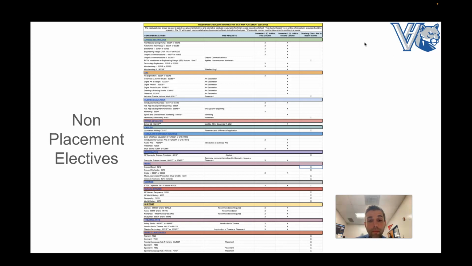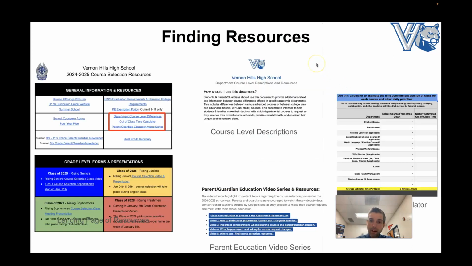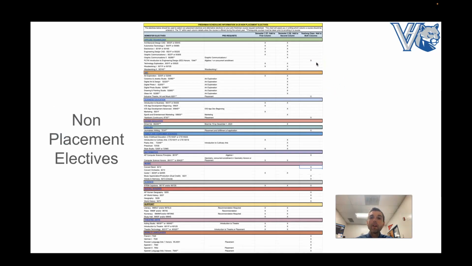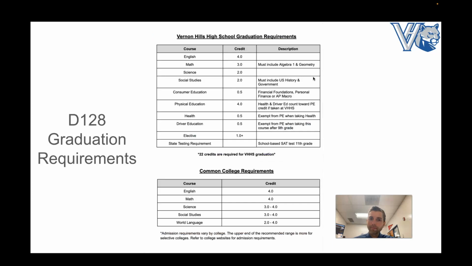So sometimes they're offered both. Sometimes you can only take it first or second semester. And then you'll notice, especially as you head towards the bottom of the page, some of these electives are year-long electives, meaning they're going to take the entire school year. It's not just for a semester. This will make sense here in just a moment.